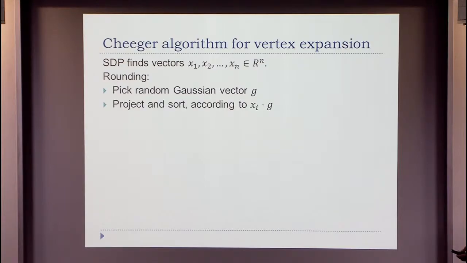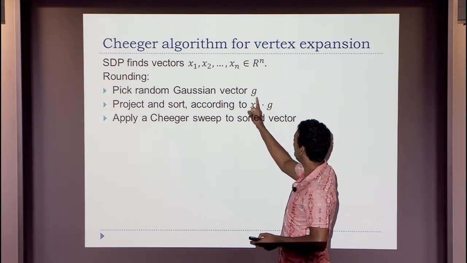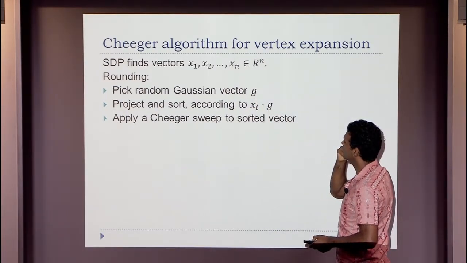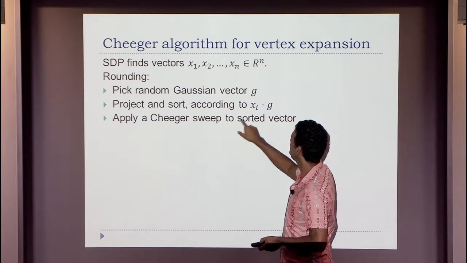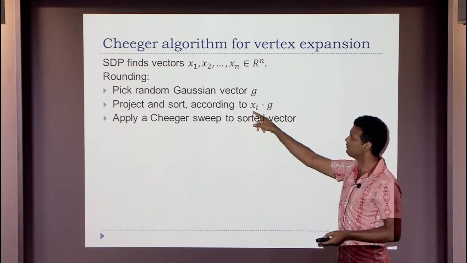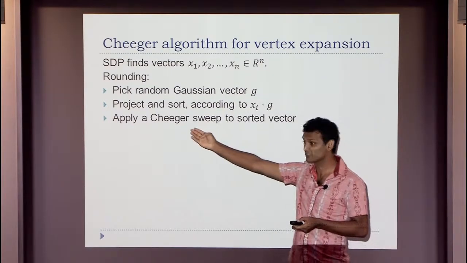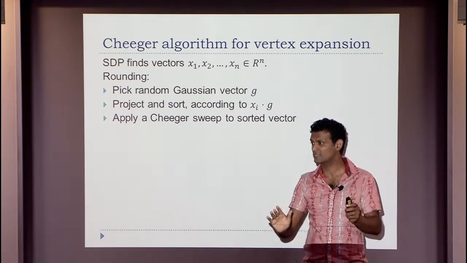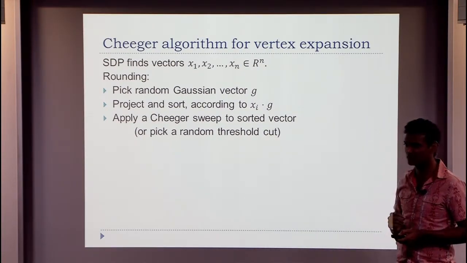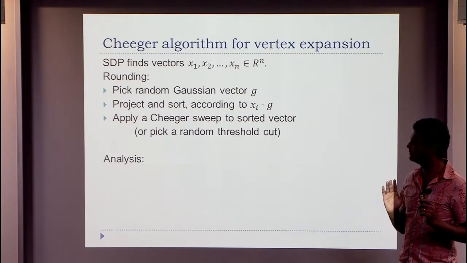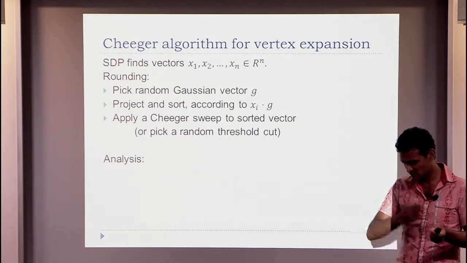Now, what's the algorithm? You solve the SDP. You have these vectors. Pick one random Gaussian vector. This could have been discovered before max cut. It's of the same complexity. Project your vectors onto this Gaussian vector, so you get a sorting of the vertices. Consider cuts in that order, basically the Cheeger sweep. Use prefixes in that order, take the best one with respect to vertex expansion. Or the modern view, take a random threshold cut. That's the algorithm. So you solve the SDP, you have n vectors, you project onto a line, and then you consider all the n cuts.